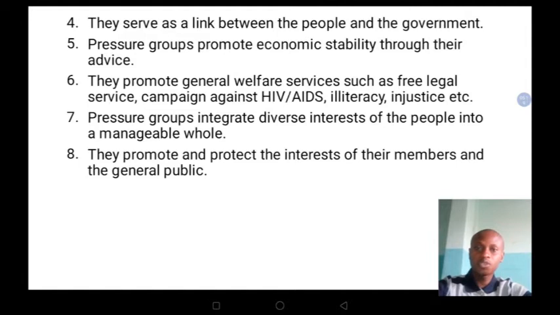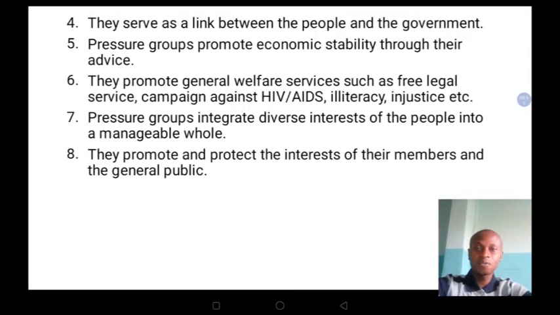Now, pressure groups promote economic stability. We mentioned the fact that they offer specialized information to the government, expertise information to the government, give good advice to the government. So with this advice, government can improve on economic policies, and they bring about economic development and growth. So that's what we meant by saying that pressure groups promote economic stability, because they are there to offer advice that will make government take right decisions.